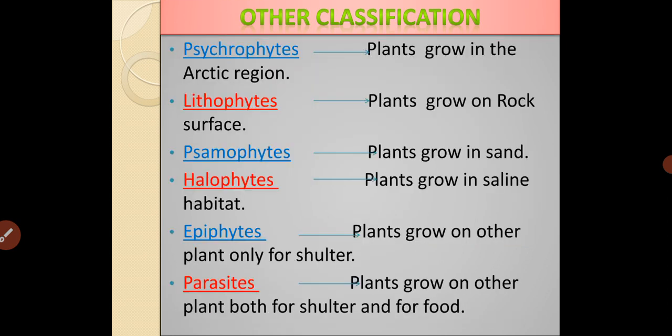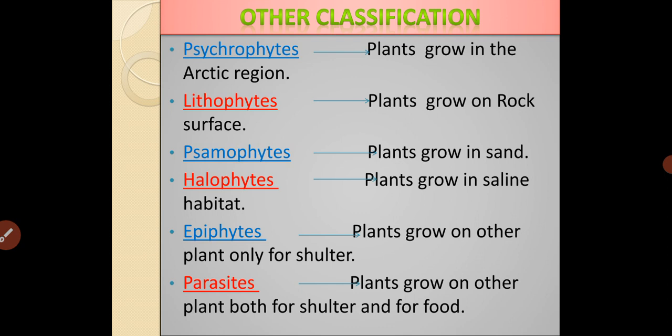Let us move towards the other classification. First one is the psychrophytes, plants which grow in the Arctic region. Lithophytes, plants which grow on rock surface. Psammophytes, plants which grow in sand.